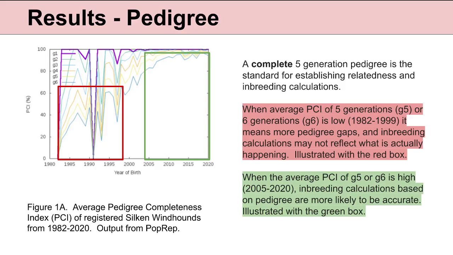And why are we looking at a complete 5-generation pedigree? Why is that the magic number? It's considered the standard for establishing relatedness for inbreeding calculations. And we can see already in this quality control check of our data that we do find out something important. Pre-ISWS formation, we had very low PCI for generations 5 or 6. But after ISWS was formed, we see much deeper pedigrees, which means our data is good, especially for recent years.